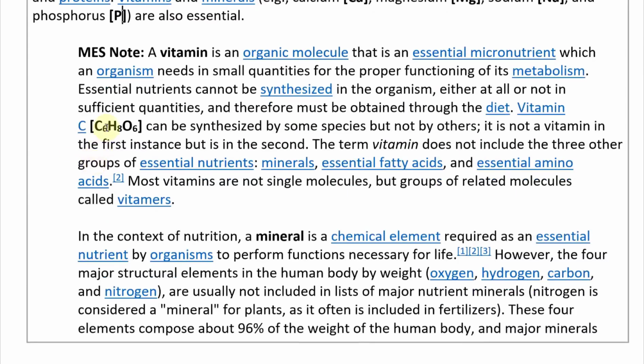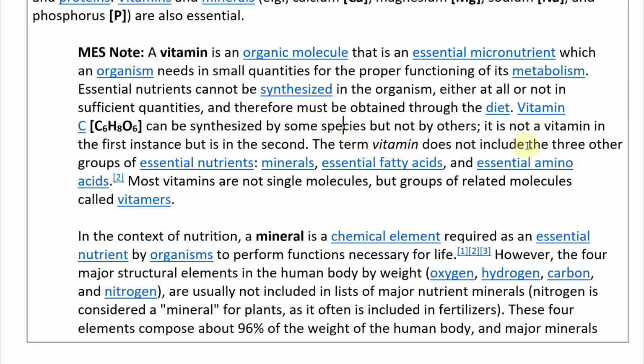Vitamin C, C6H8O6, can be synthesized by some species, but not by others. So in the first instance it is not a vitamin, because remember, a vitamin is an essential micronutrient, and essential nutrients cannot be synthesized in the organism. But it is a vitamin in the second case. Some species can synthesize it, some can't. So it's not a vitamin in those that can, but it is in the ones that can't synthesize it.